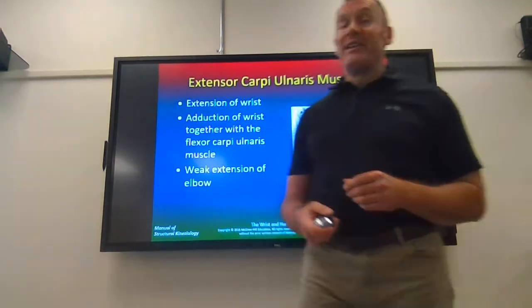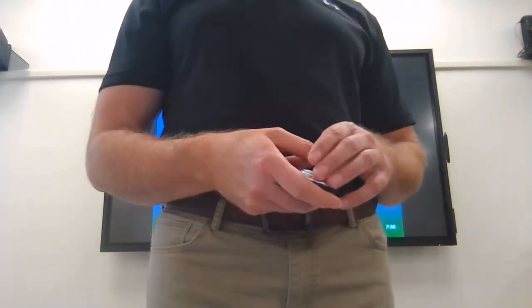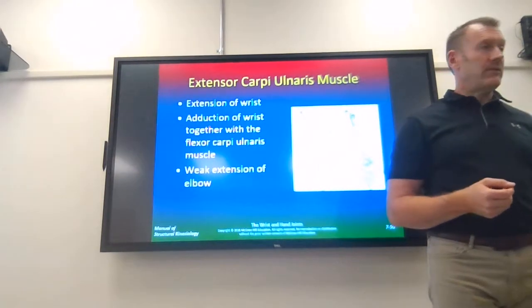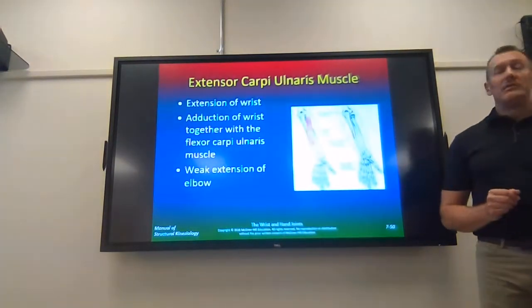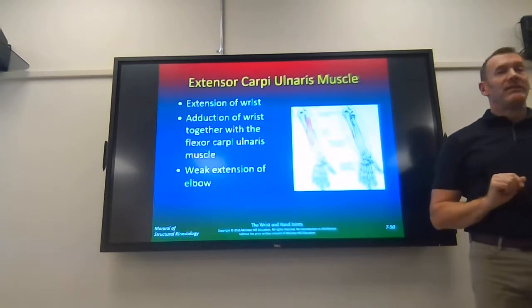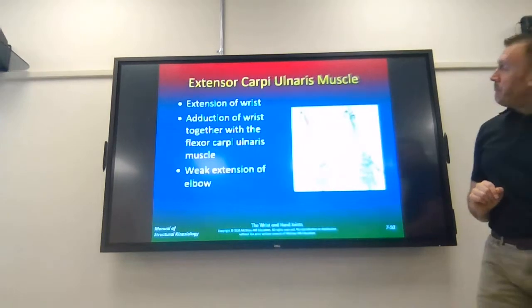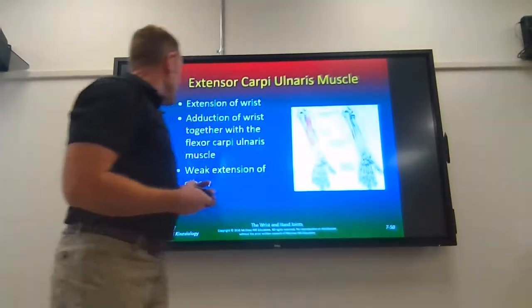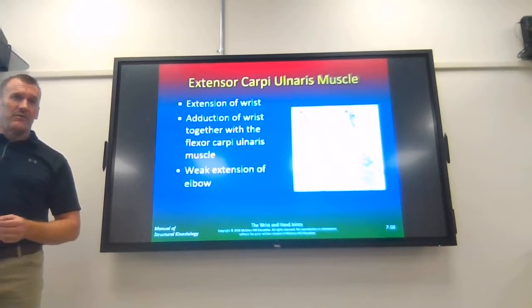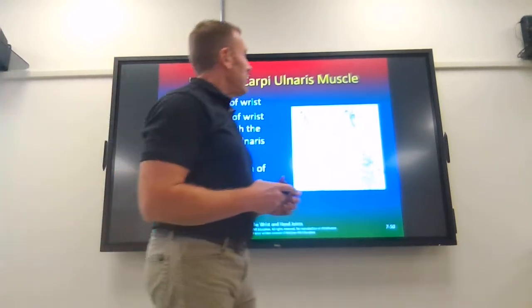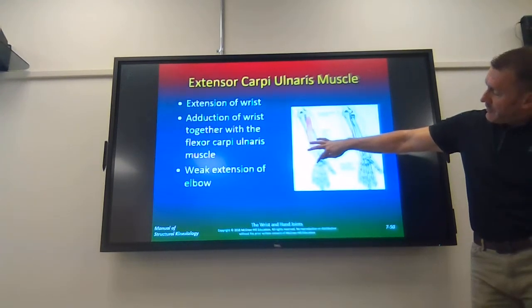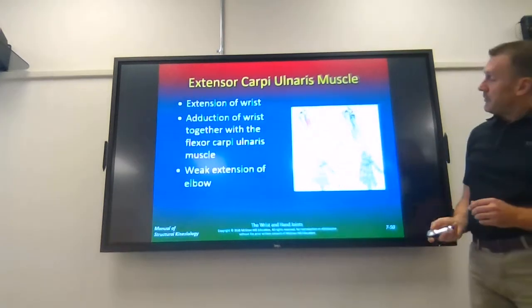Okay, so extensor carpi ulnaris. So from the name, you should be able to identify it's an extensor of the wrist. And because it's ulnaris, it would be ulnar deviation or adduction of the wrist. So a lot of the extensor muscles, in contrast to the flexor muscles, have their origin up here at the lateral epicondyle. So just on the opposite side. And because of that, it does have some weak action in extending the elbow, kind of like how the other flexor muscles were involved in flexing the elbow. So it's a very strong wrist extensor, and it has its insertion down here on the ulnar side, just right here at the base of the fifth metacarpal.